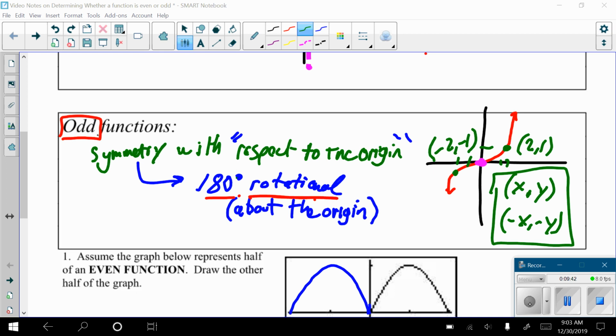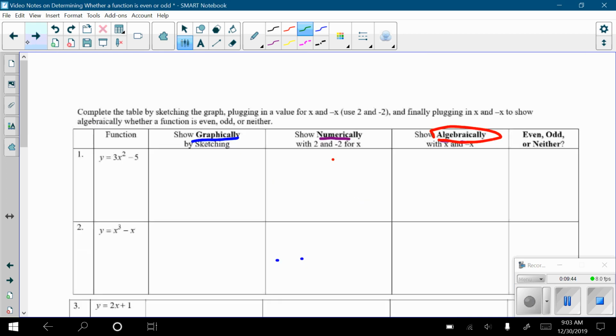And this enables us to numerically check if a function's even or odd. Because we want to see, for instance, if it's even, when you plug in 2, do you get out the same thing as when you plug in -2, or do you get out the opposite? And I'll show you an example in a second. Let's do that first. So 3x squared minus 5.